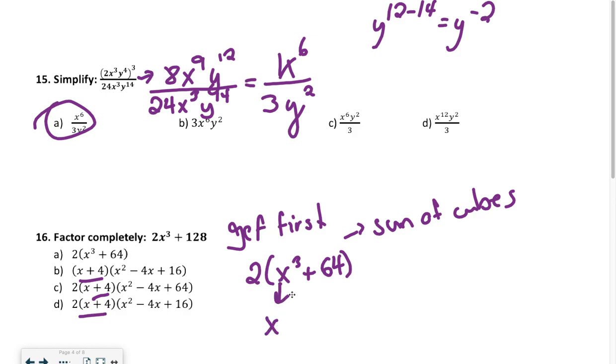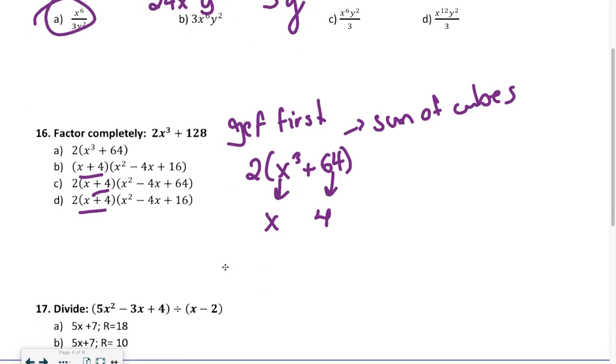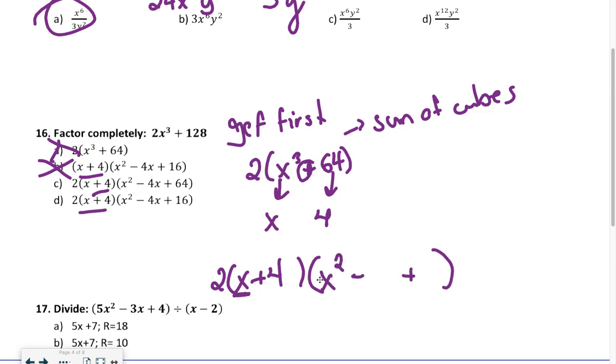The cube root of x to the 3 is x. The cube root of 64 is 4. Don't forget about that original GCF. A lot of people do that, and then you pick the wrong choice. So we know choice B is out, as well as choice A. X, so I started with plus, so my binomial goes plus. This would go minus. This always ends with plus. This squared and this squared on the outside, their product, 4 times x in the inside. So the correct choice here would be choice D.